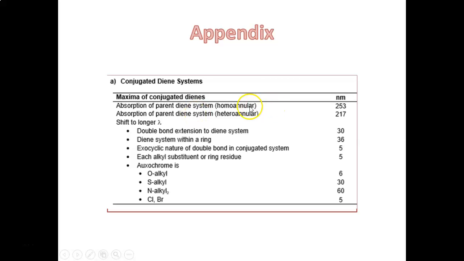So you need to determine the parent value first, whether it is homoannular or heteroannular, and then by looking at the figure of the compound, you need to determine the double bond extension to the diene system, if there is any. If there isn't, just keep the diene system within a ring. Don't need to find this one. Don't need to find exocyclic nature of double bond in conjugated system. Yes, you must find this one: each alkyl substituent or ring residue. The other name for ring residue is alkyl substituent. And the last one is the auxochrome. So that's all for the diene system.